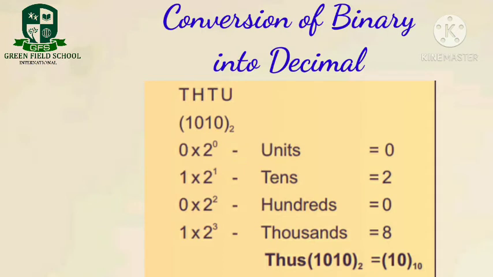Now I have all the products. Now sum up all the products to get the final decimal number. What are the products here? 0, 2, 0, 8. Adding 0 plus 2 plus 0 plus 8 is equal to 10. So this is the final decimal number for the given binary number.